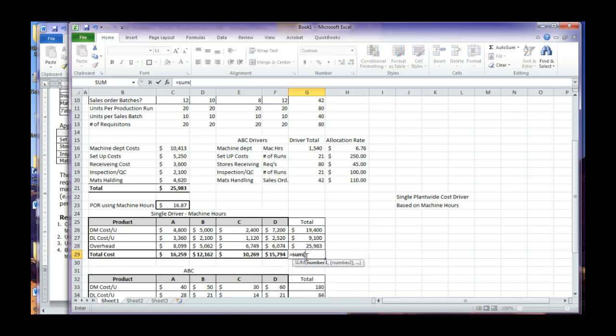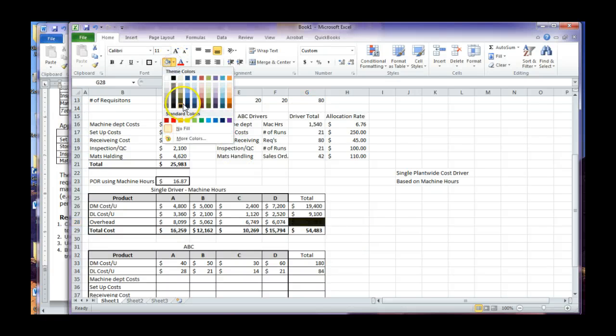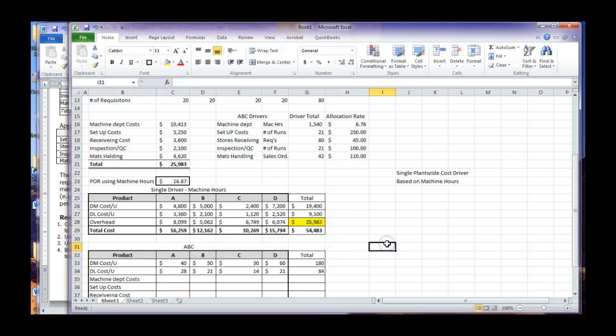And then I sum here. If you're watching at home and I'm not doing this right, let me know. Okay, but this should be right. So there's a couple neat little things here. Here's how I know I did it right, actually. My overhead here is 25,983, which is this here.